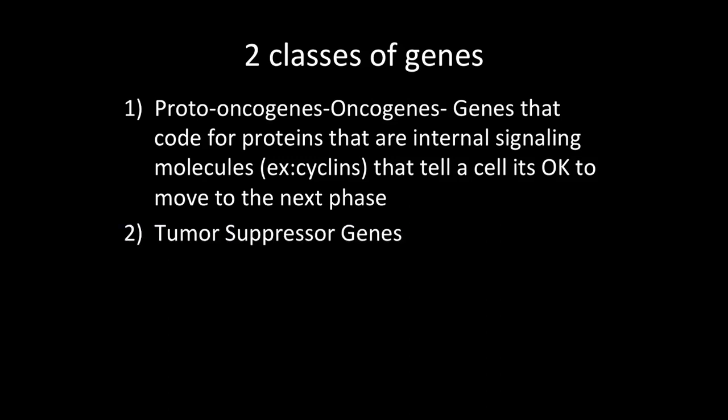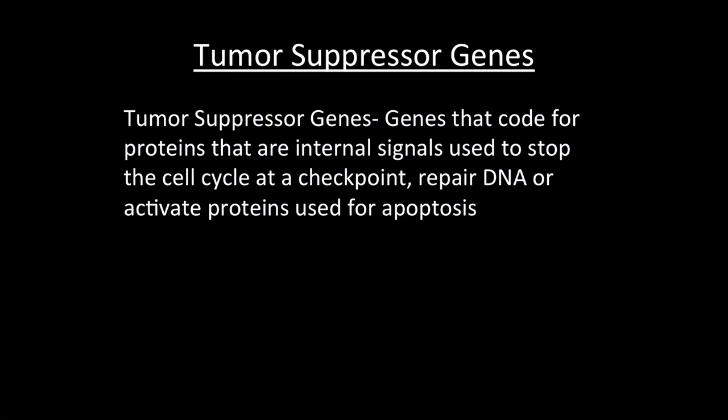And then the second category is what we're going to take a look at the rest of this video, which is the tumor suppressor genes. Okay. So tumor suppressor genes are the opposite of the proto-oncogenes. The proto-oncogenes made signals that told the cell to move on and continue and go through the cell cycle to divide. Tumor suppressor genes are going to code for proteins that tell the cell cycle to stop. So it's going to tell the cell to stop going through the cell cycle. Okay. Many of these genes are going to stop cells at checkpoints. They can be involved in repair of DNA or even in activating the proteins needed for apoptosis, for the cell to die if it's too damaged.